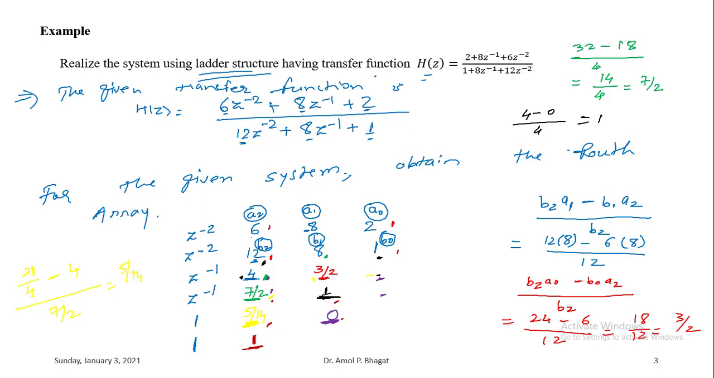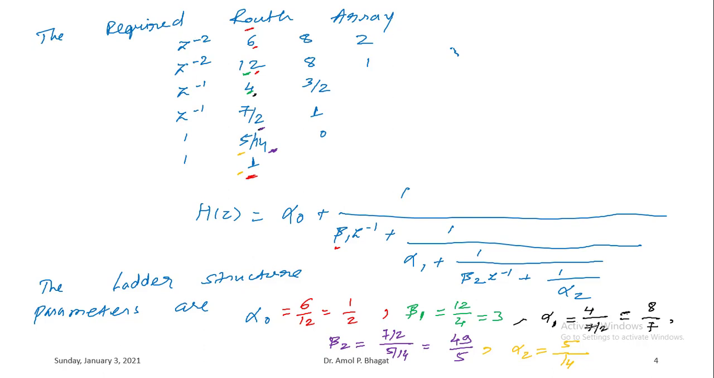So we have seen one problem here. We have been provided with the transfer function. If the transfer function is not specified, and the input output relation or the difference equation is there, then from that difference equation you can obtain h of z by taking the z transform of the given input output equation. Then by utilizing the coefficients of the numerator and denominator polynomials, you can obtain this Routh array. And by utilizing the Routh array's first column, you can obtain these coefficients or parameters simply by dividing these values, that is 6 by 12, 12 by 4, 4 by 7 by 2, 7 by 2 by 5 by 14, 5 by 14 by 1. So this indicates the required parameters.